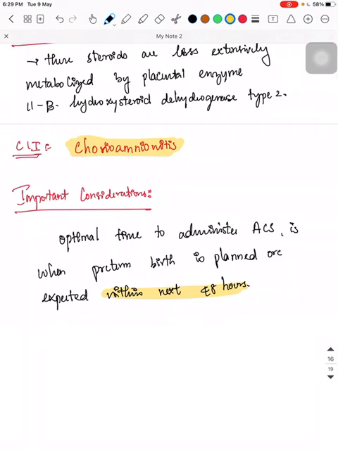you cannot deny a dose even when the preterm birth is just within 24 hours. So the first dose of ACS should be administered even if the delivery is imminent. Even a single dose that is given less than 24 hours prior to the delivery is associated with a reduction in neonatal mortality and morbidity. Okay.